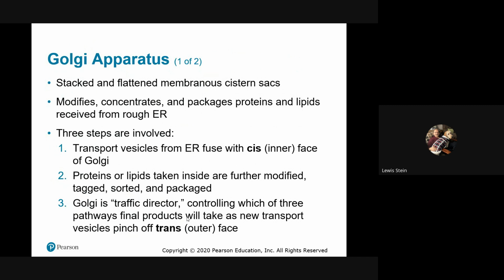Here, the Golgi, the continuation of this endomembrane system. All sorts of these sacs that are squished together.